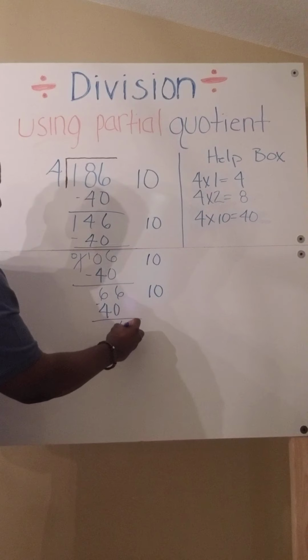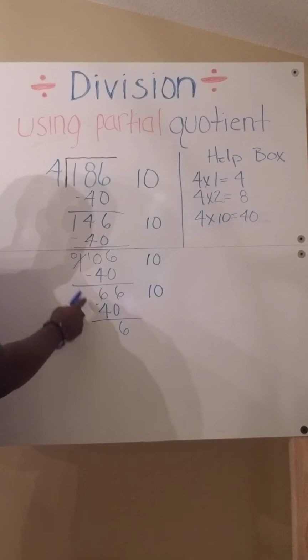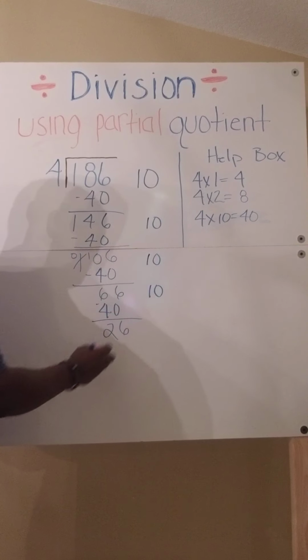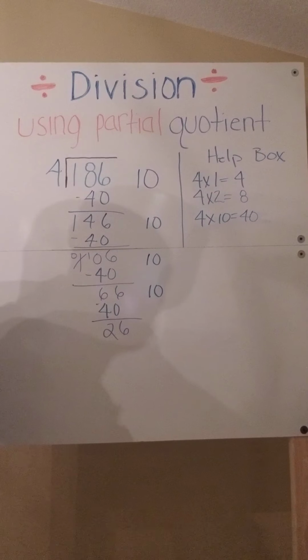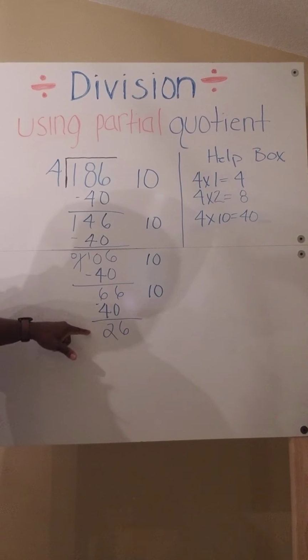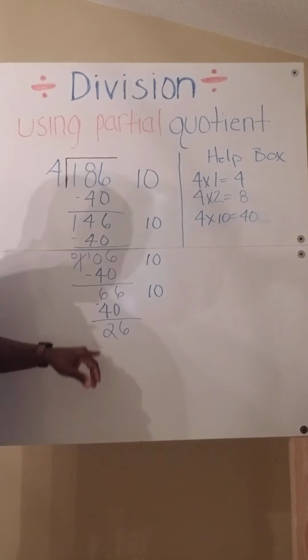0 from 6 will give me 6. 4 from 6 will give me 2. Again, now that number is definitely a lot smaller. I'll repeat the same process. 4 times what number will give me 26 according to my help box?